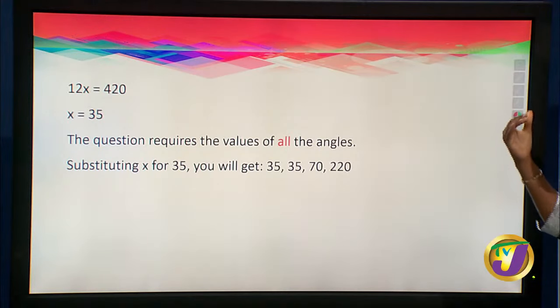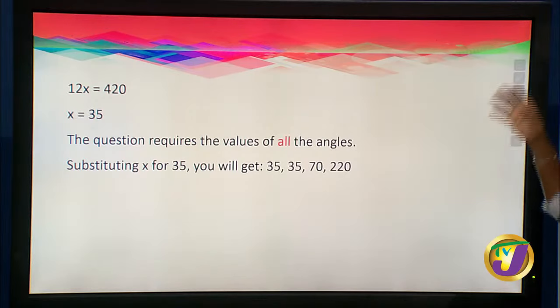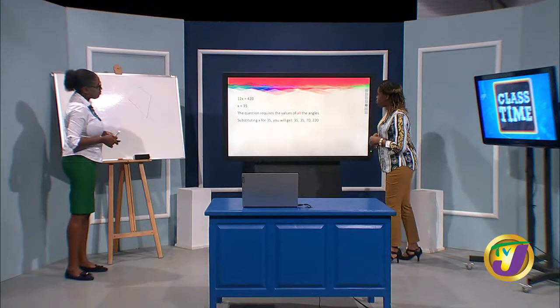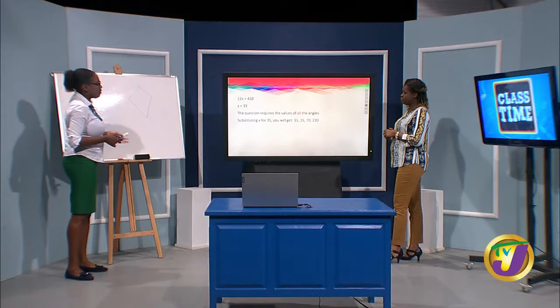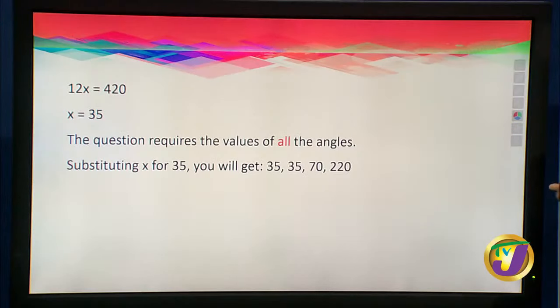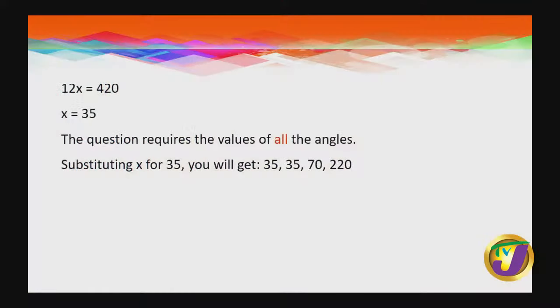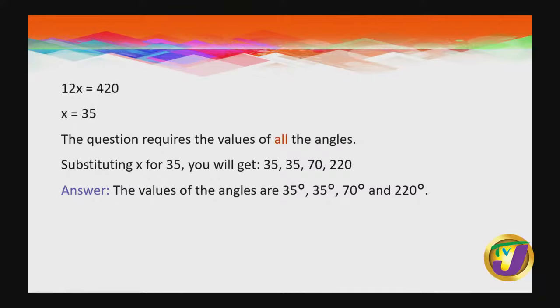But remember that the diagram suggested we substitute x equals 35 for all those values of x in the diagram. I don't think we have the diagram here; we should have had it, but nevertheless. The question requires the values of all the angles, so this is what we'd have: 35, 35, 70, and 220. You can always check to confirm this, and remember our degrees. So 35 degrees, 70 degrees, and 220 degrees.